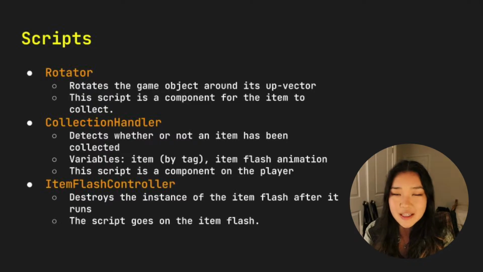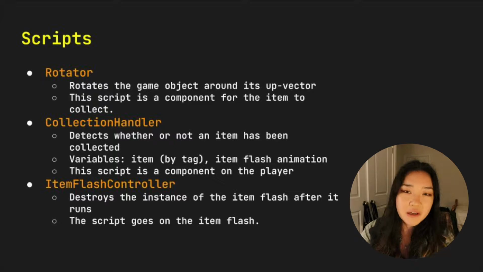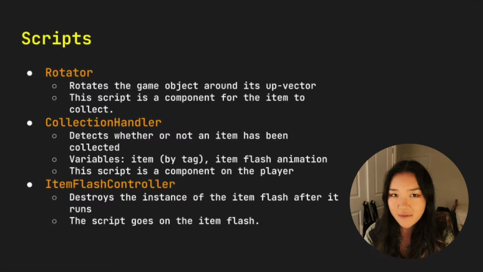The third script that we're going to need is an item flash controller, and this is just going to destroy the instance of the particle system after it's done playing, so we just don't rack up an accumulation of all these particle systems that have already played. So let's go ahead and head into Unity.